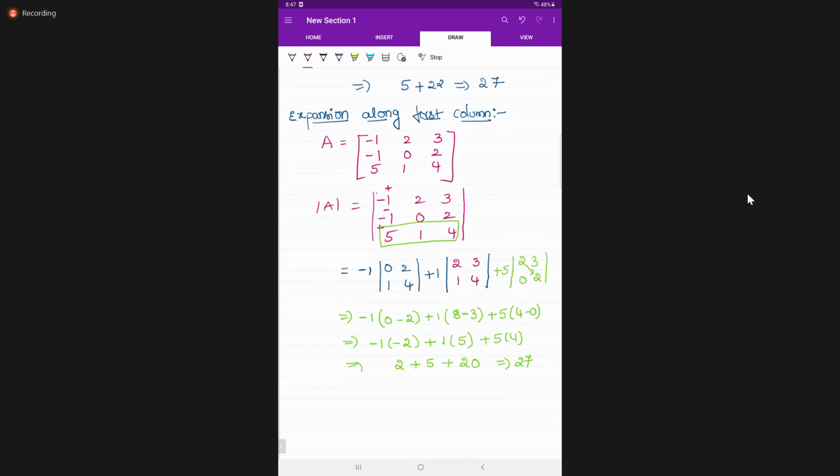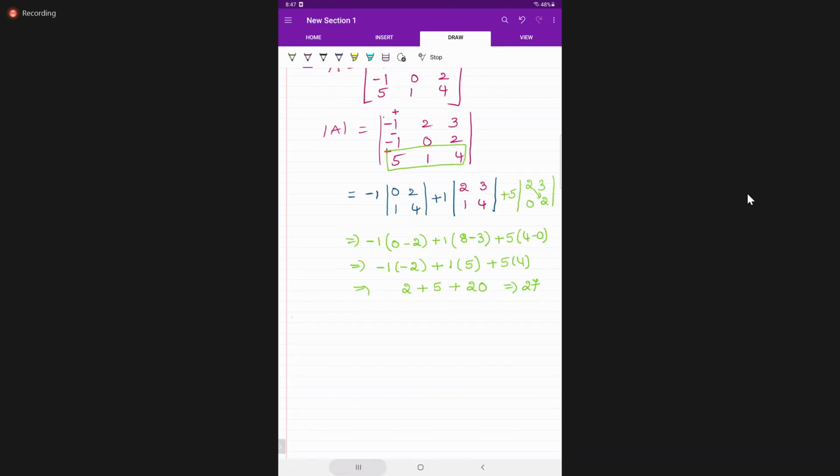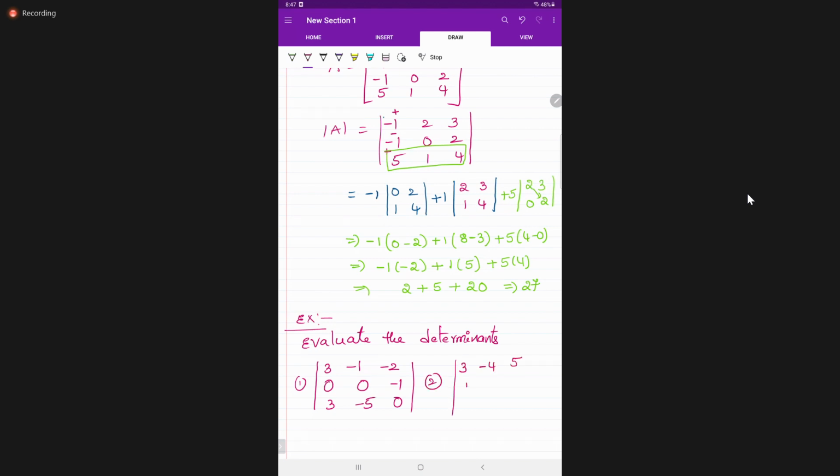Next. Example. Evaluate the determinants. Determinant of 3, minus 1, minus 2, 0, 0, minus 1, 3, minus 5, 0. Second one: 3, minus 4, 5, 1, 1, minus 2, 2, 3, 1.